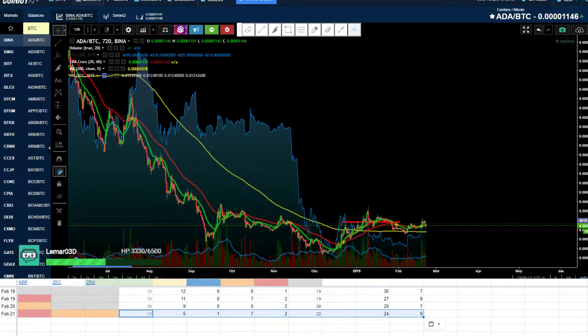And I've completely lost my train of thought. Oh, STOs. STO, what? Security token offerings. There we go.